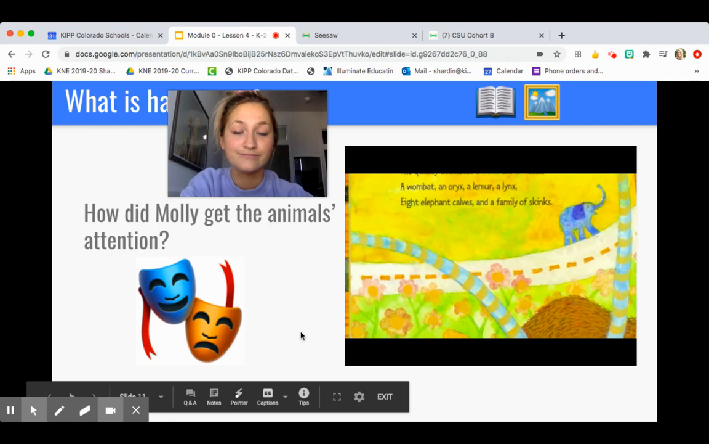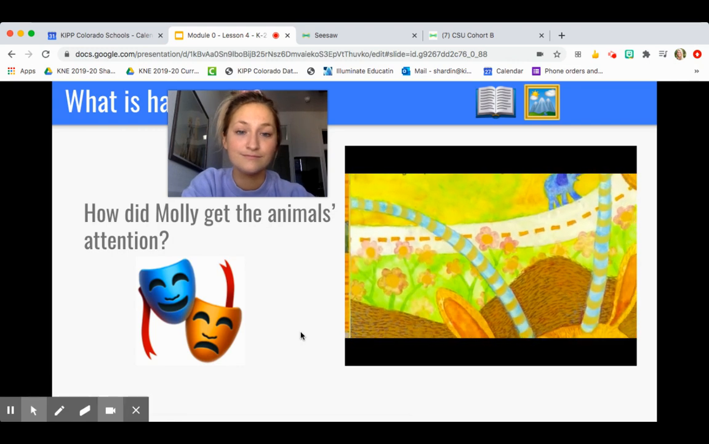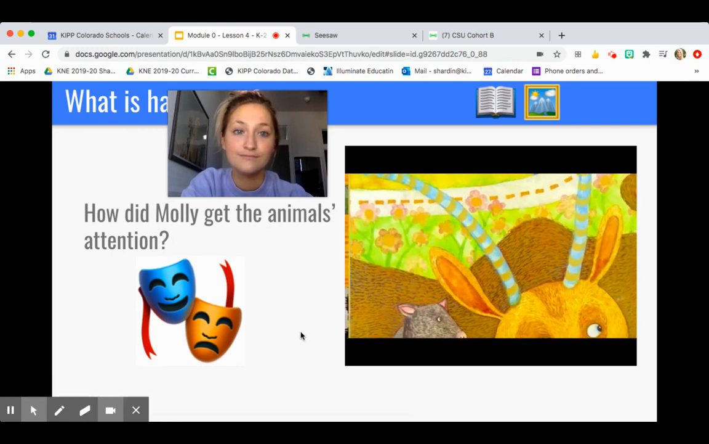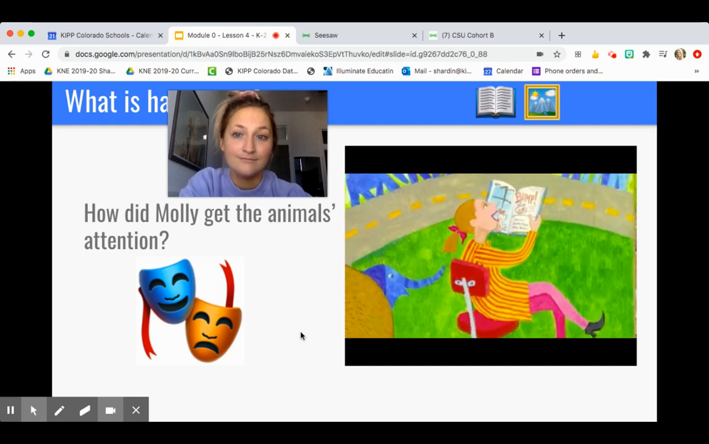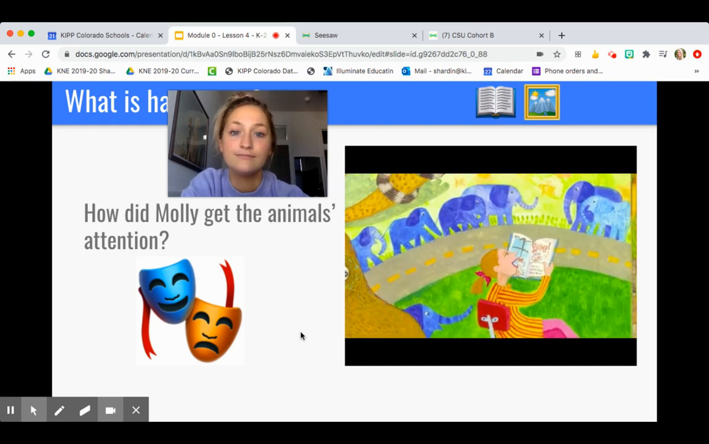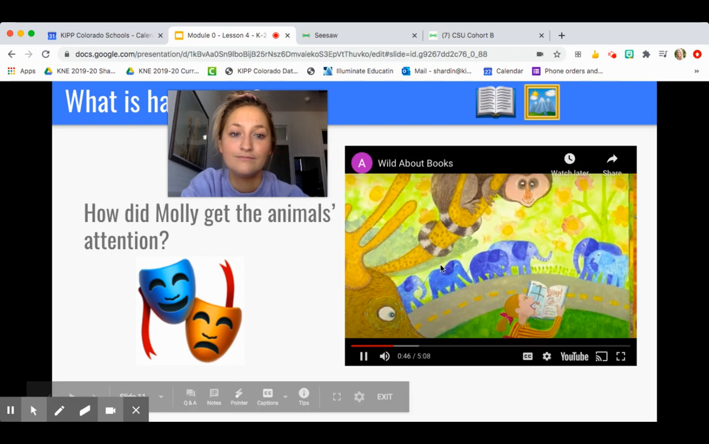By reading aloud from the good Dr. Seuss, she quickly attracted a mink and a moose, a wombat, an oryx, a lemur, a lynx, 8 elephant calves, and a family of skinks.